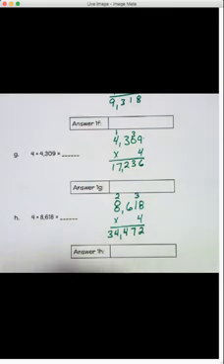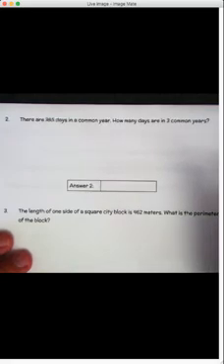Okay, let's move on. We're going to get to some word problems. I think we've got 2 or 3 to do today. And we need to read them carefully. That one just about tricked me yesterday. So here we go. The first one says, let me zoom out a little bit so we can see. There are 365 days in a common year. How many days are in 3 common years?